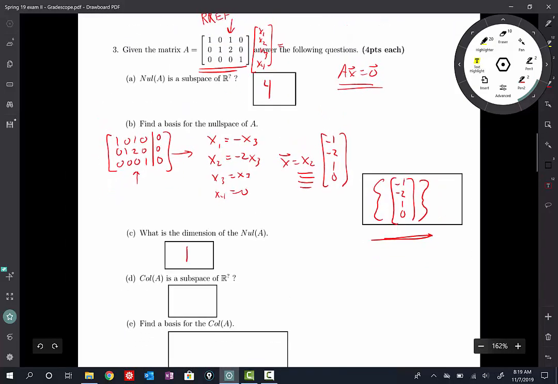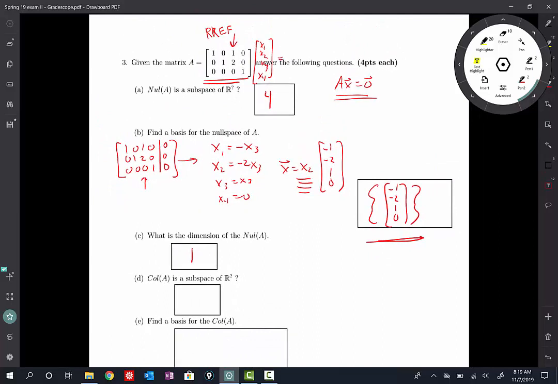Now we move on to column space. What is the column space of a matrix? It's the set of all linear combinations of the columns. Right? It's all the space I can build by combining the columns of the matrix A. So I already know that the columns span this space. So if I took linear combinations of all four of these columns, that would build the column space.